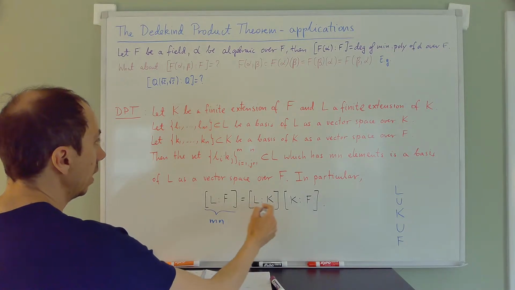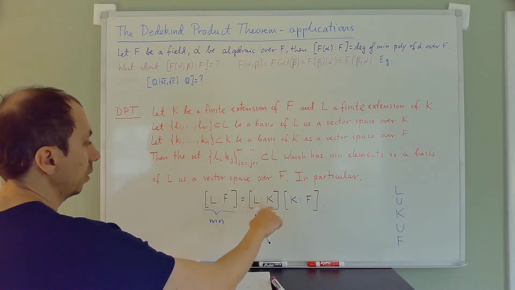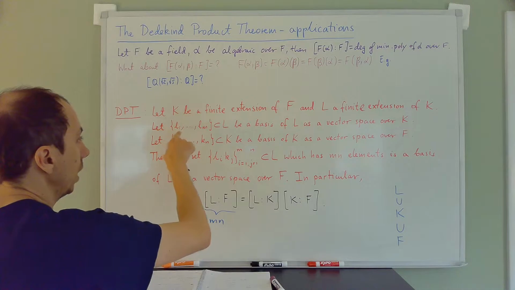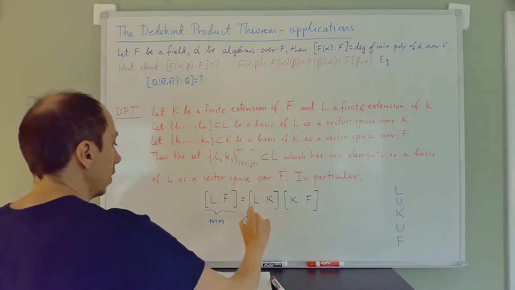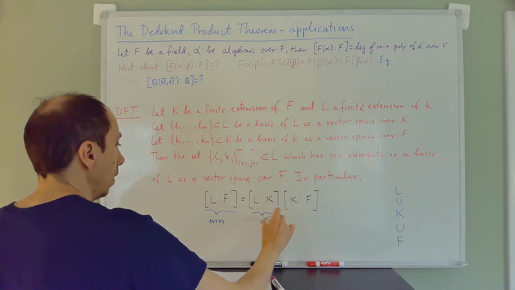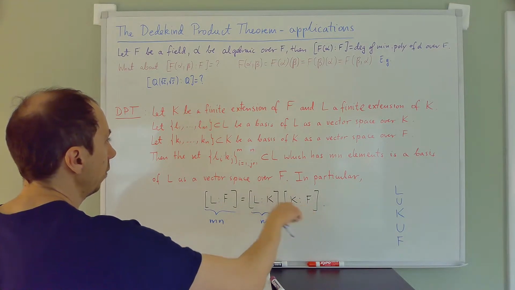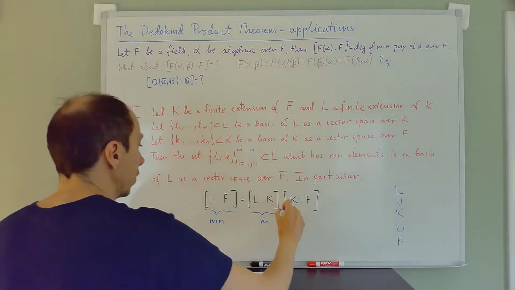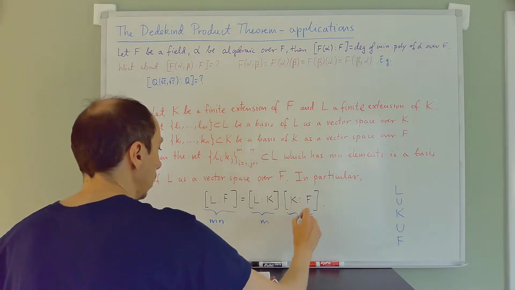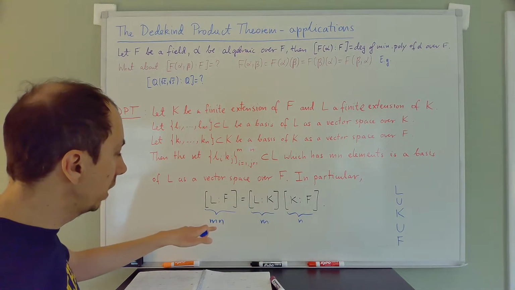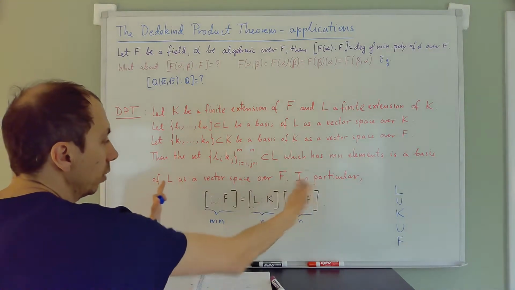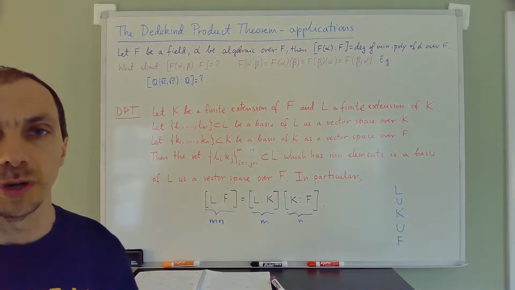L over K, well, that's the dimension of L as a vector space over K, so that's the size of that basis. And this is the dimension of K as a vector space over F, so that is the size of that basis. Okay? I already, of course, know that mn is m times n, therefore I can write this black expression here using the degrees.